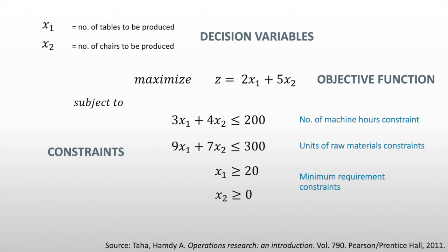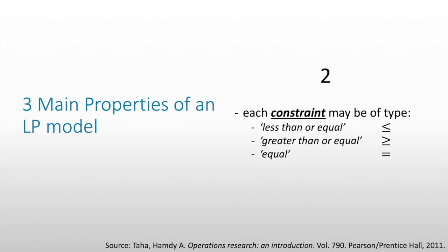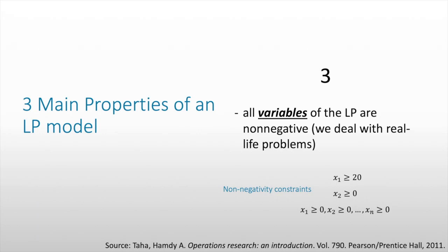which is also called our non-negativity constraints. There are three different main properties of an LP model. First is that the objective function and the constraints are linear expressions of the variables. So these are functions of our variables. Then we have our second property, which states that each constraint may be of type less than or equal, greater than or equal, or equal. And then lastly, that all variables of the LP model are non-negative.